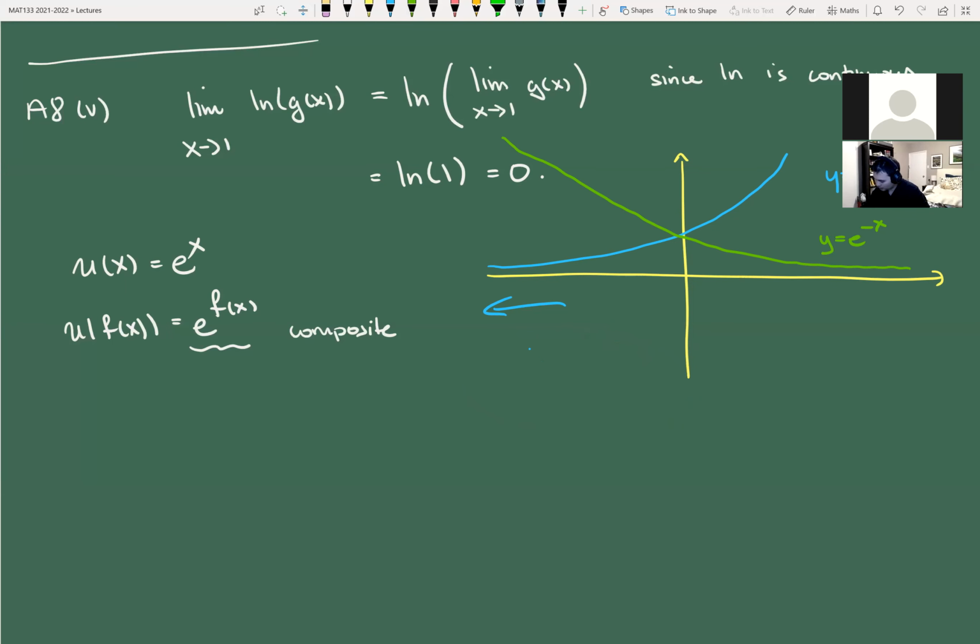So if you did negative e to the x, it would be like that. And then we might as well finish it. This is y equals negative e to the negative x. No, those are different functions.